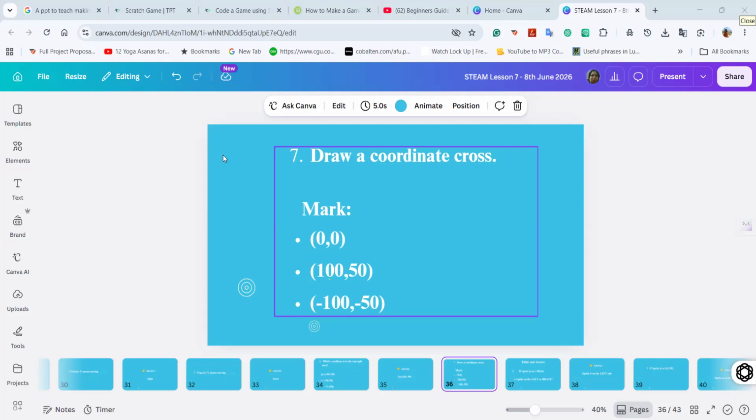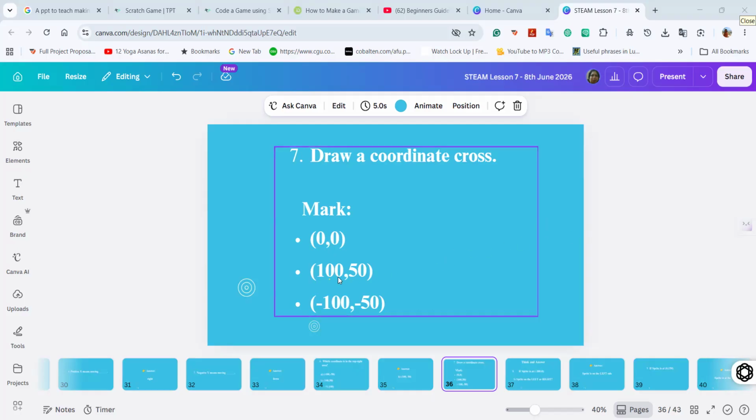Okay. Now, if you are done, let me ask you the question. Are you done? Yes or no? Have you marked on your x and y axis in your notebook the values? Did you put the values? Yes or no? Yes. Okay.